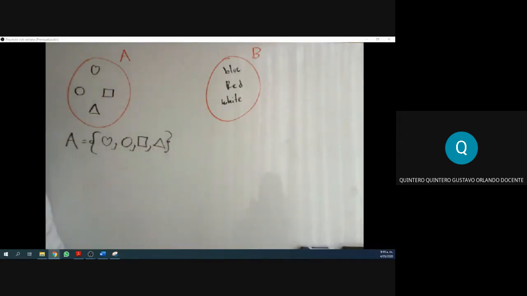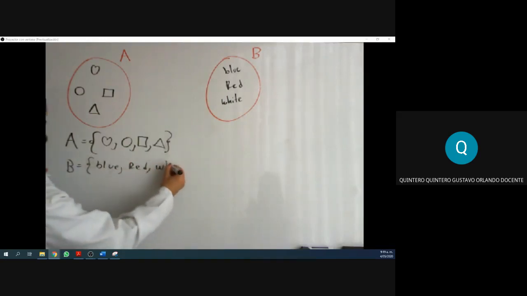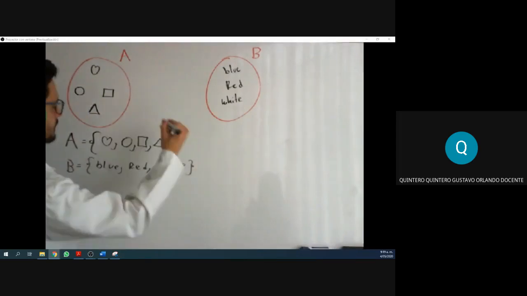So far, all we have been seeing is how to write sets, all right? Let's do it with B. B is going to be the set of. And again, set of is just this little curly bracket. Again, this curly bracket is read as the set of. So here you have B is the set of blue, red, and white. There we go.